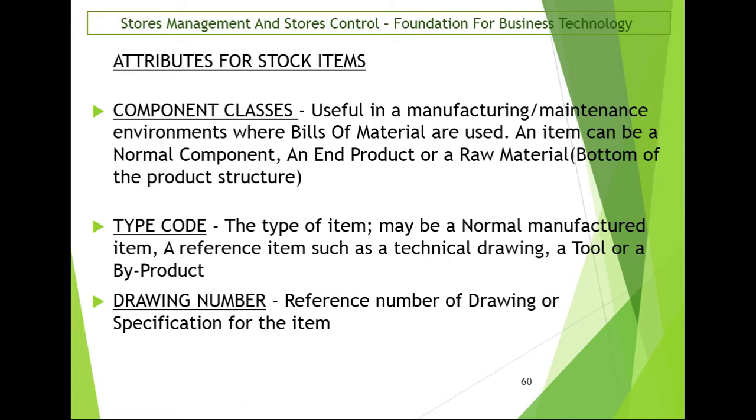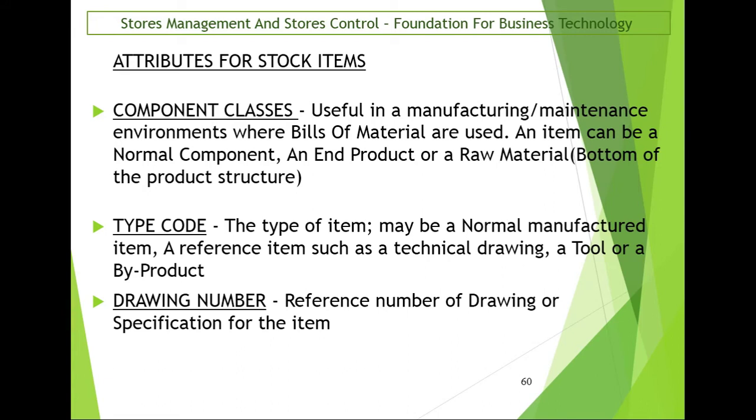We also specify different type codes, and the type code could define whether this is a normal manufactured item, or is it a reference item, maybe such as a technical drawing. It could be a map, it could be a circuit diagram, it could be a plan for a building. So reference items are those items that people come to stores to borrow so that they can use them for some information, and they bring them back to stores.